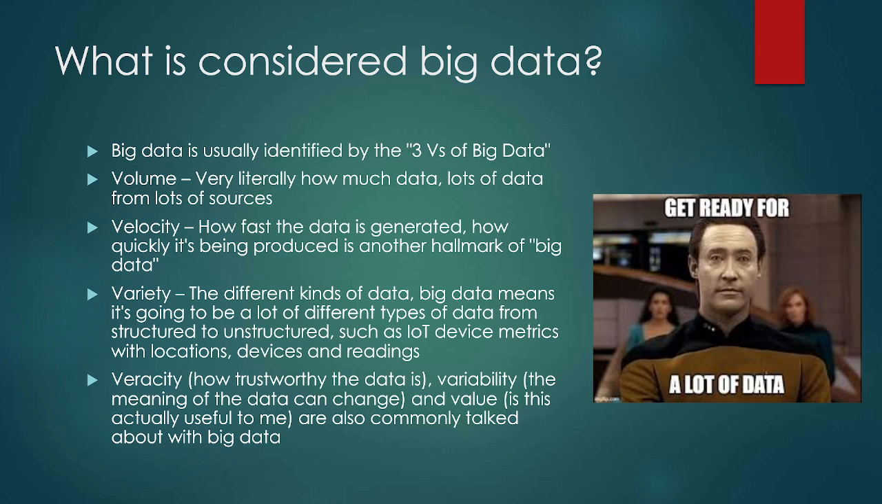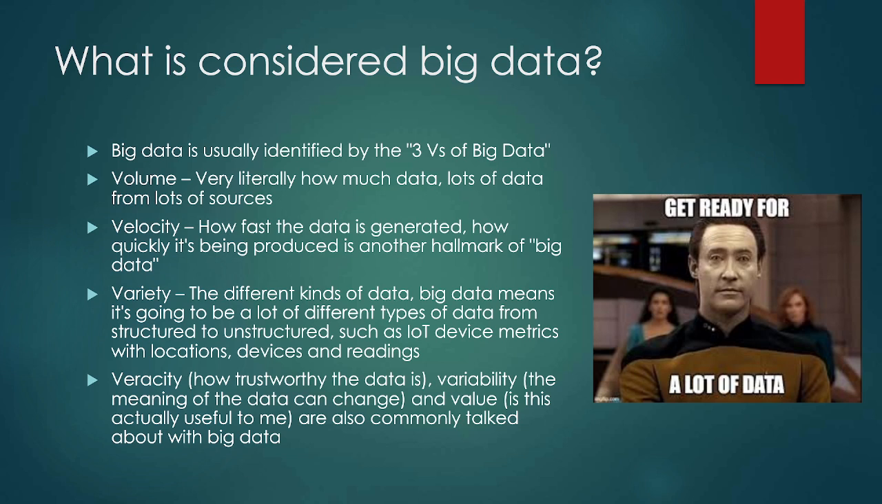So first we're going to start with what is big data. Usually when we talk about big data, the way that we can decide if something is considered big data is the three V's of big data. This was actually done by, I believe, a particular analytics firm, but this has been the common way of being able to decide if something is considered big data. So the three V's of big data are volume, velocity, and variety.